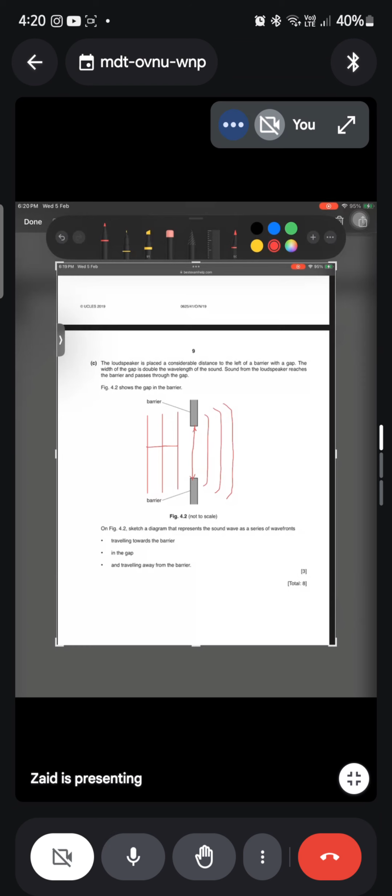But I don't think you are required to do this one. In the gap, you're just going to have something like this. So when it goes through, it's going to spread out.